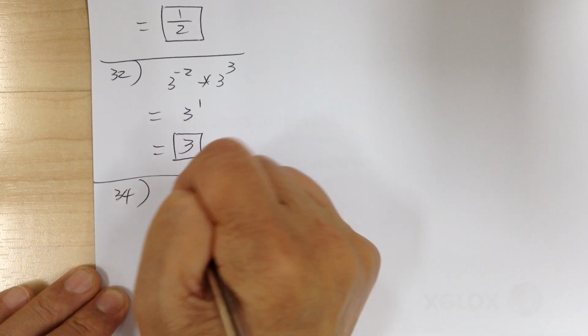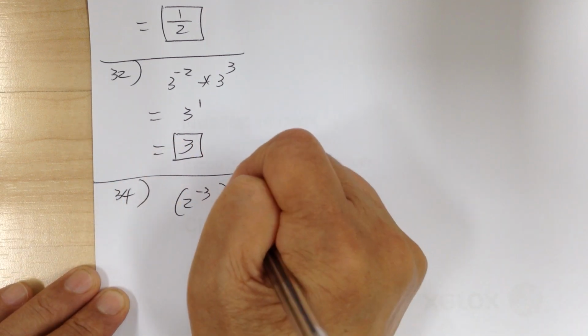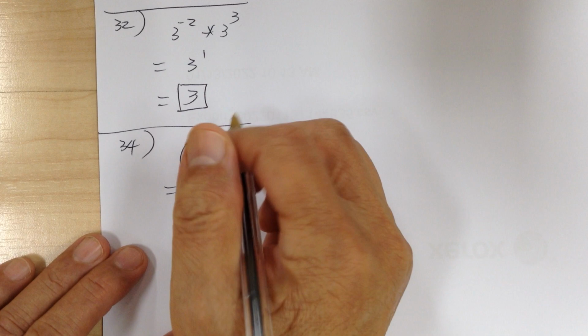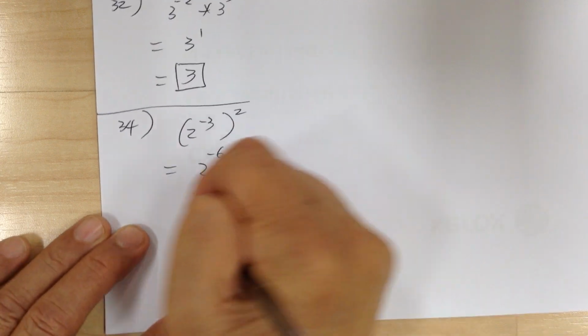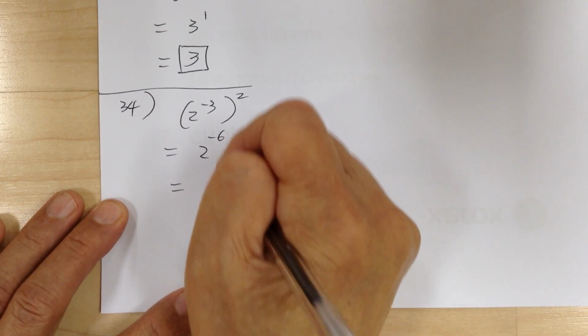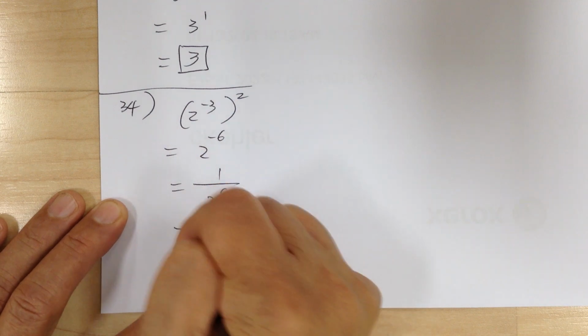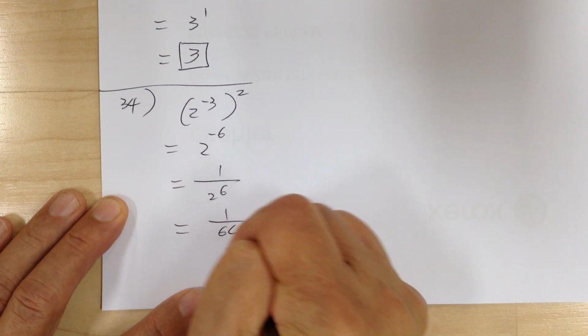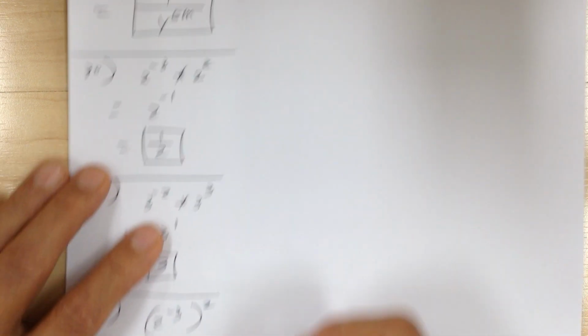Okay, 34, you got 2 to the negative 3 power squared. Okay, apply the power rule, so it becomes 2 to the negative 6. Apply the negative exponent rule, so flip it over, and then work it out, so it will be 1 over 64.